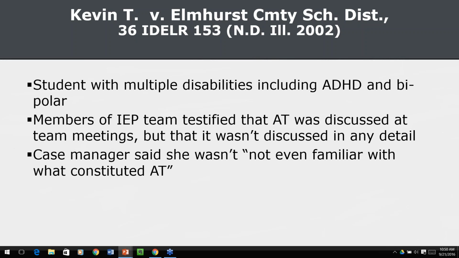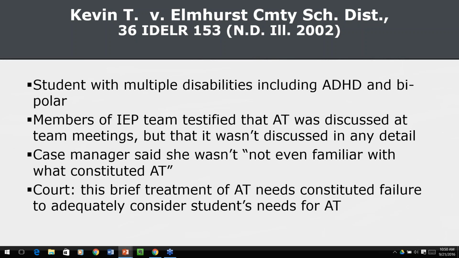The case manager here testified that, oh God, I just wanted to slap her when I read this case. She doesn't even know what AT means, right? And just not having that knowledge base is incredibly dangerous for the school district. The court here said this didn't count, right? This brief treatment of assistive technology needs constituted a failure to adequately consider their needs basically at all. And so the school district lost this case.